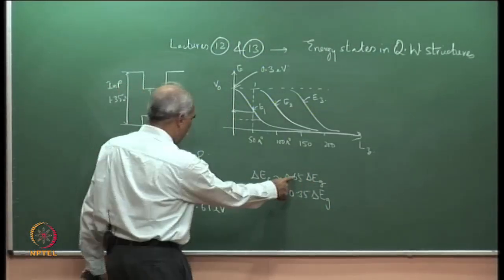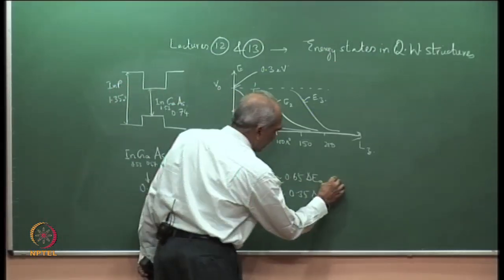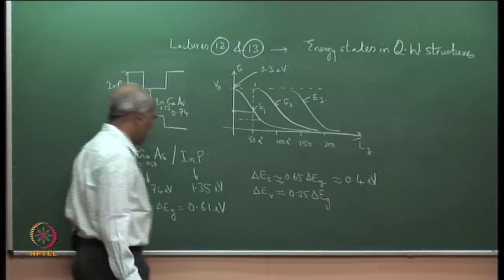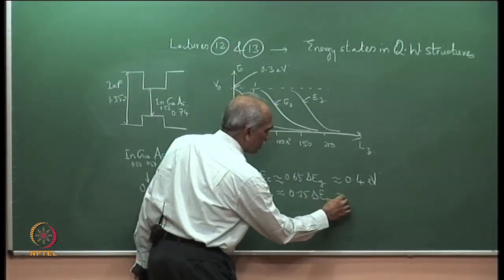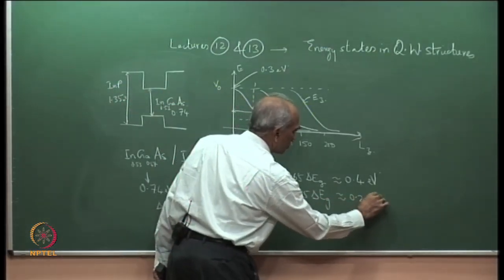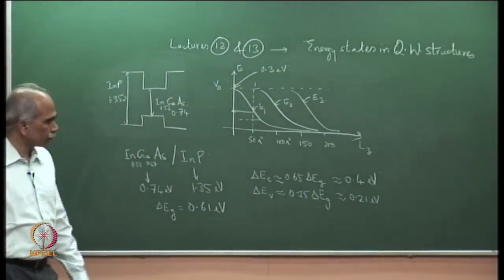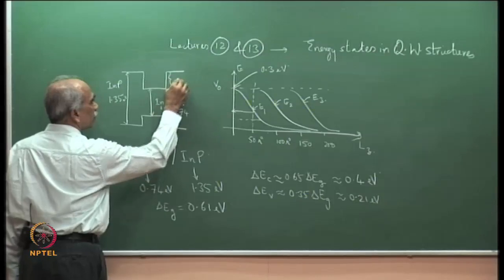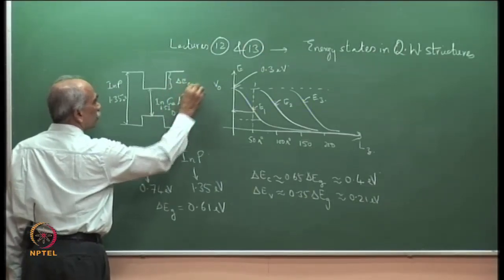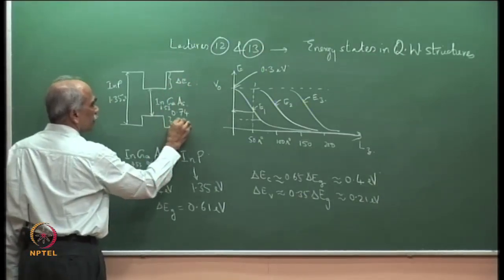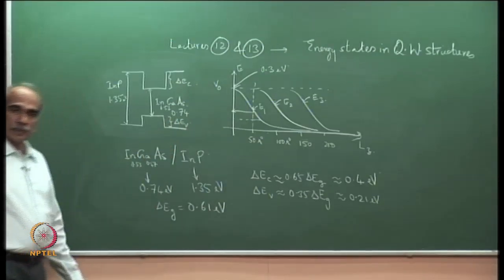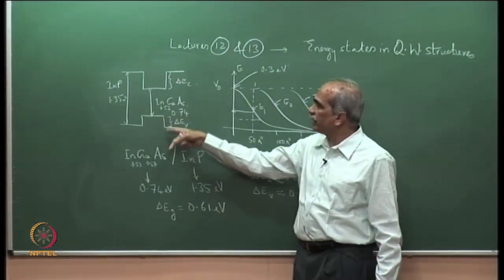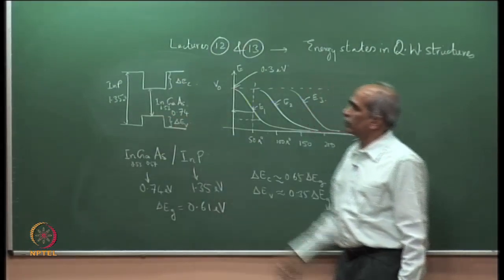which means if you substitute 0.61 and 65, this will be approximately, please verify this, 0.4 eV, and this will be approximately 0.21 eV. What is delta Ec and delta Ev? Please see this. This is delta Ec and this is delta Ev. That is the energy gap difference at the valence band, the change in Ec and Ev value for the two materials.